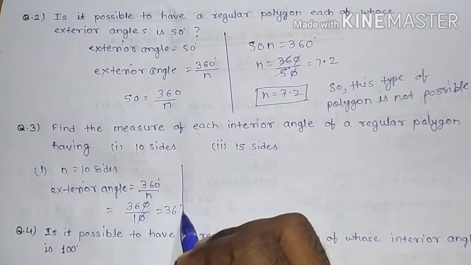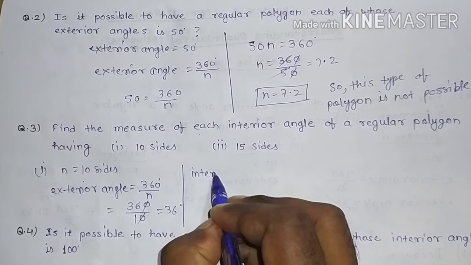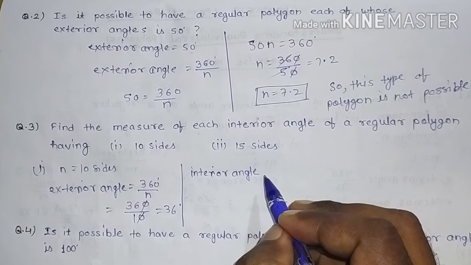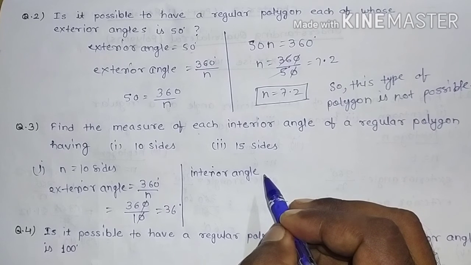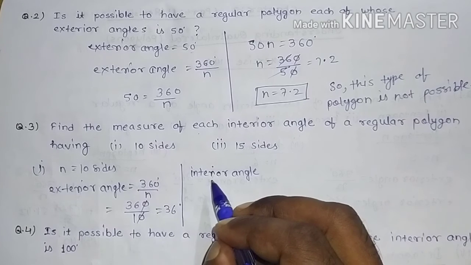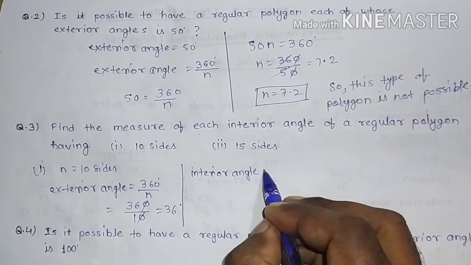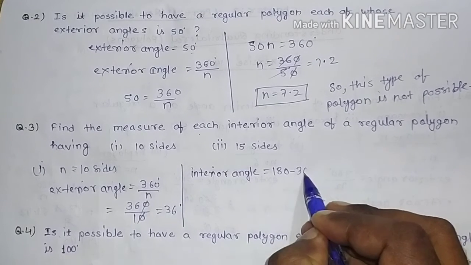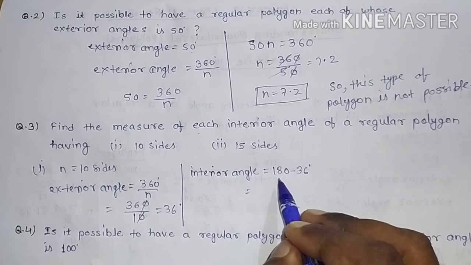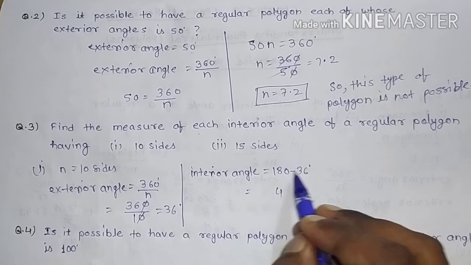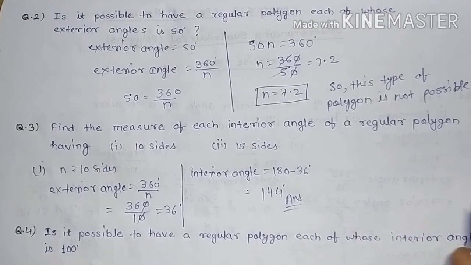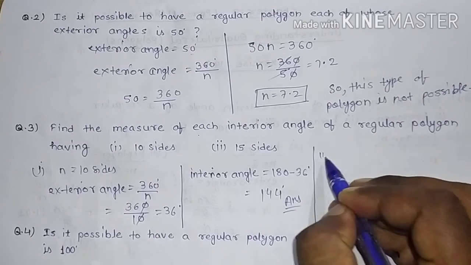So we know that each interior angle plus each exterior angle equals 180 degrees. The sum of the interior angle and the exterior angle equals 180 degrees. So here we have to find each interior angle. It becomes 180 minus the exterior angle, that is 36 degrees. Now just subtract this: 144 degrees. This is the answer. Now it's very simple.